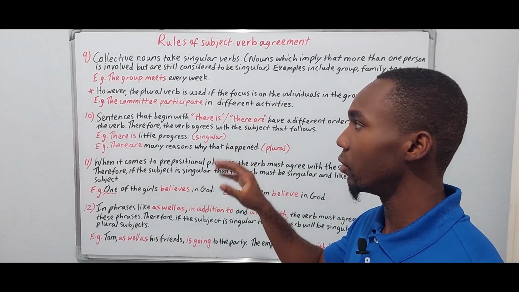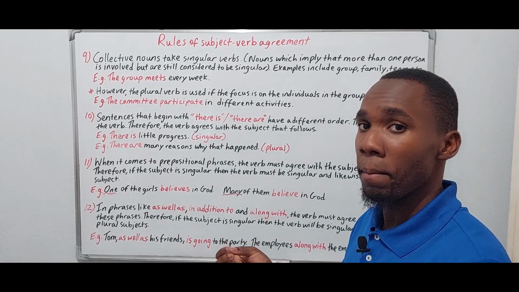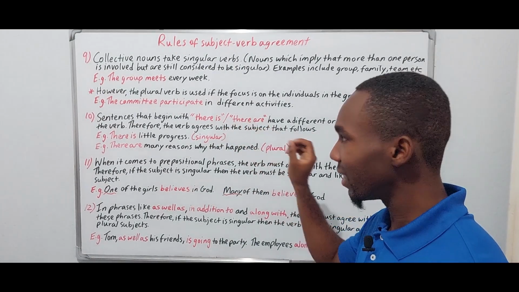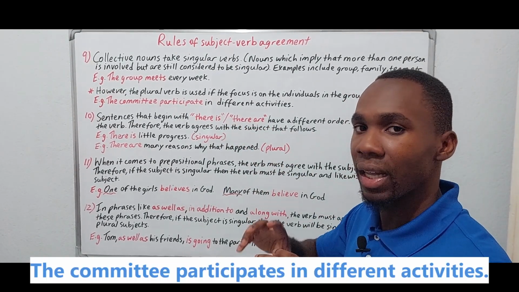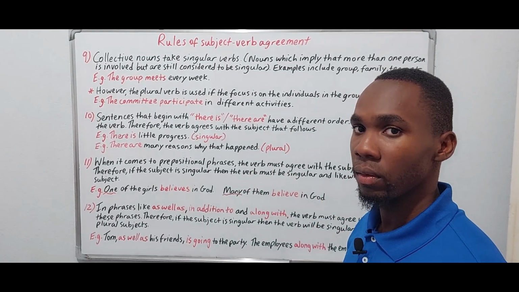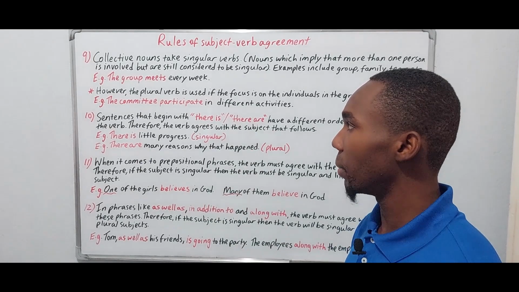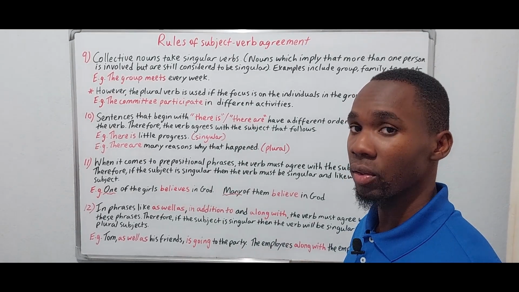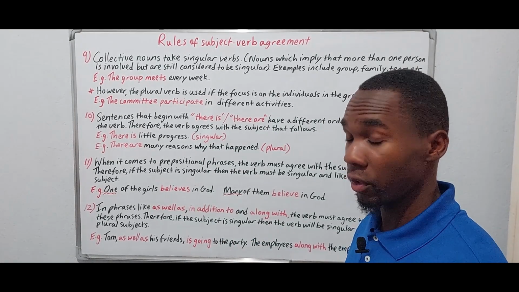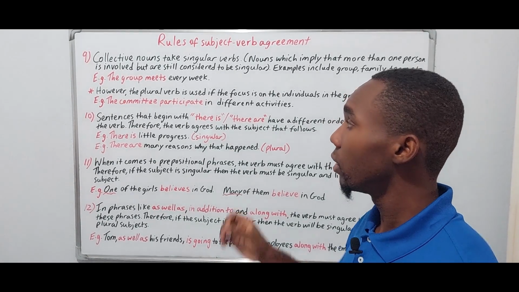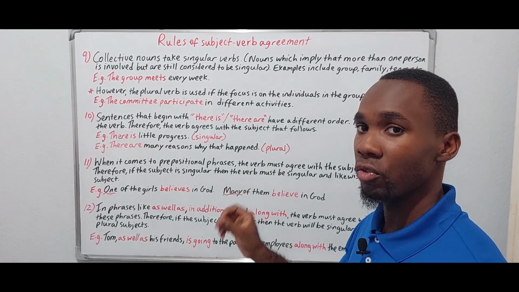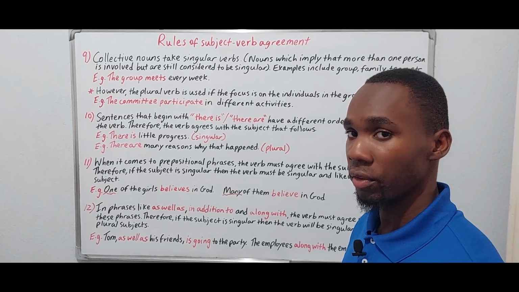So in this example, we are focusing on the members of the committee. If we said the committee participates in different activities, then we are looking at the committee as a whole, as a group, as one entity, right? So just remember that collective nouns will take singular verbs when we're referring to them as collectives. However, if we want to focus on the members that make up that particular group, then we are going to use a plural verb. Okay?